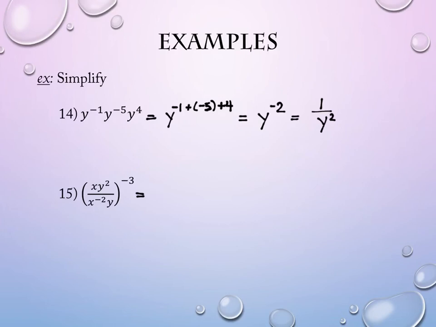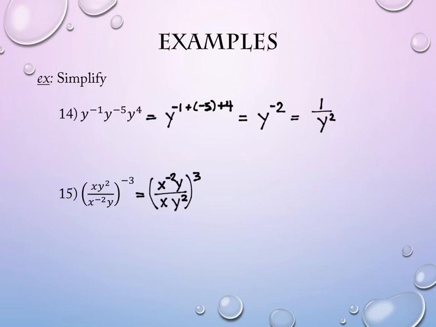So the part that's inside will flip upside down. So the denominator, which is x to the negative 2y, will come up to the numerator. The numerator, which is xy squared, will go to the denominator. Notice I didn't change this x to the negative 2 to positive. The flipping changes the negative sign on the 3. So that's now 3. Okay, so just because I moved them because of the negative on the outside with the 3. That's the sign that changes now to positive.